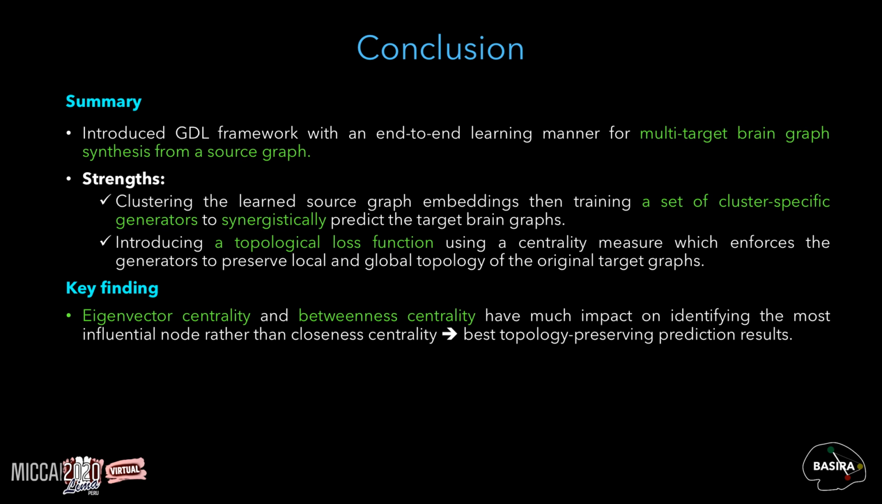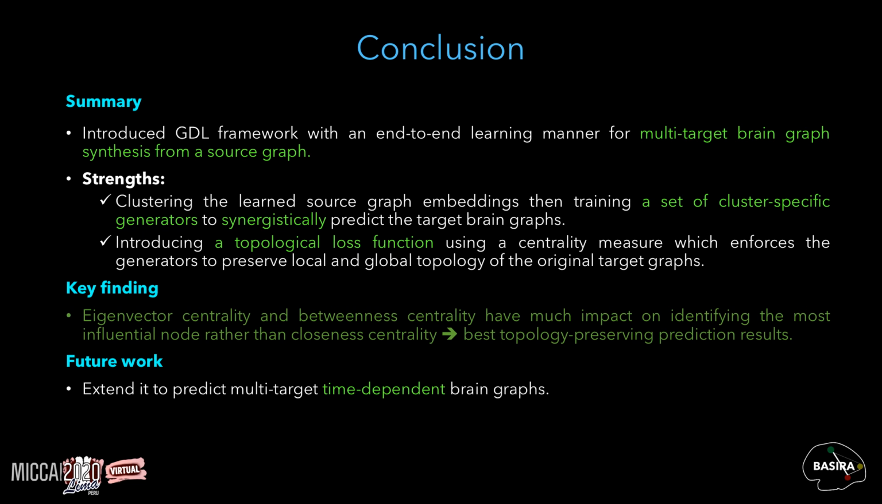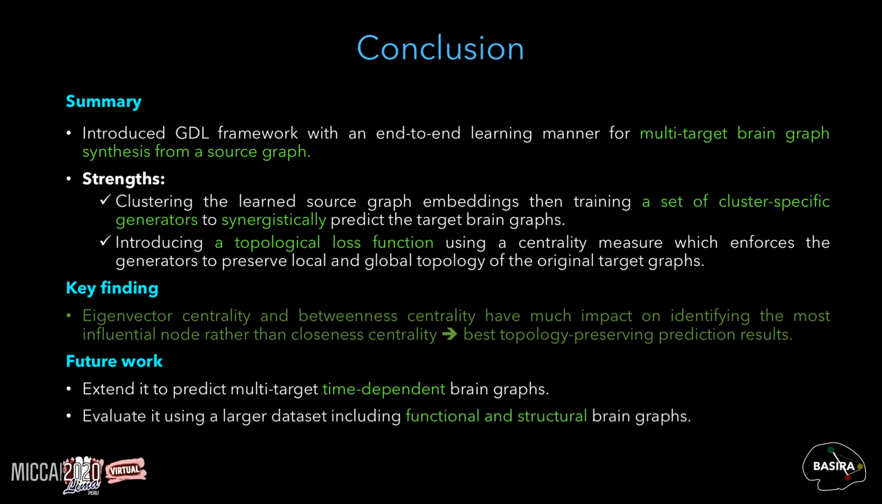Our MultiGraphGAN showed that eigenvector centrality and betweenness centrality have much more impact on identifying the most influential node than closeness centrality. We aim in the future to extend our framework to predict multi-target time-dependent brain graphs, and we will evaluate it using a larger dataset including functional and structural brain graphs.